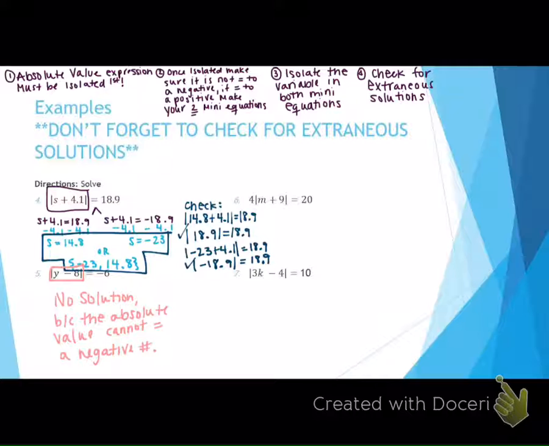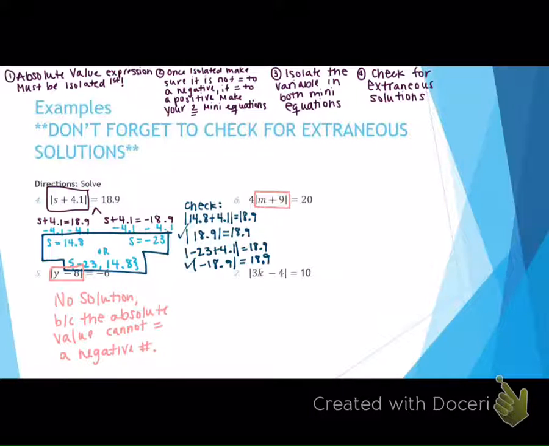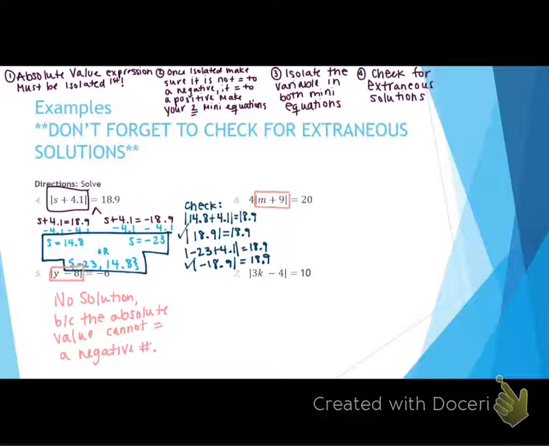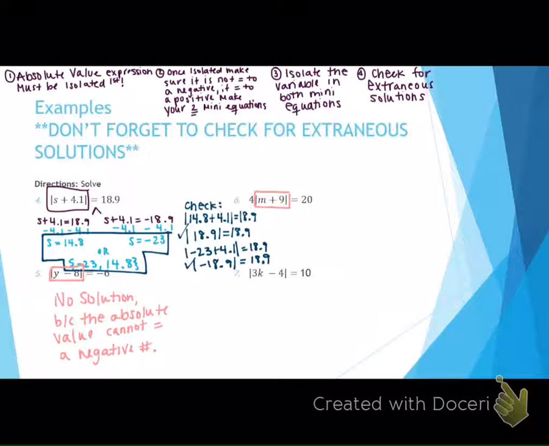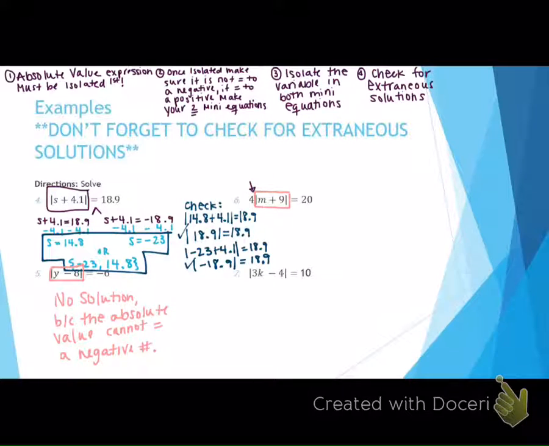Okay. So I put a box around the absolute value part. Is it isolated? RC, sorry, I'm supposed to do DC. RC, is that isolated? No. Why isn't it isolated? Because there's something outside of it. Okay, and what is happening with this 4 and the absolute value? What operation is that?